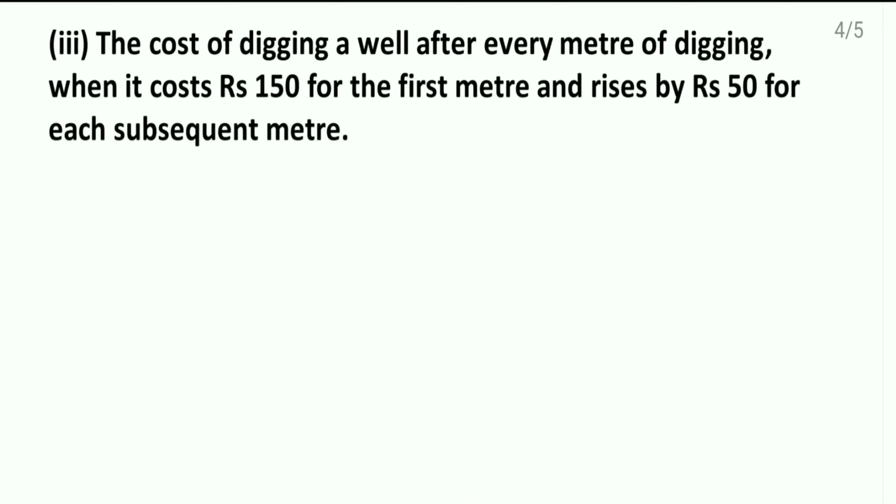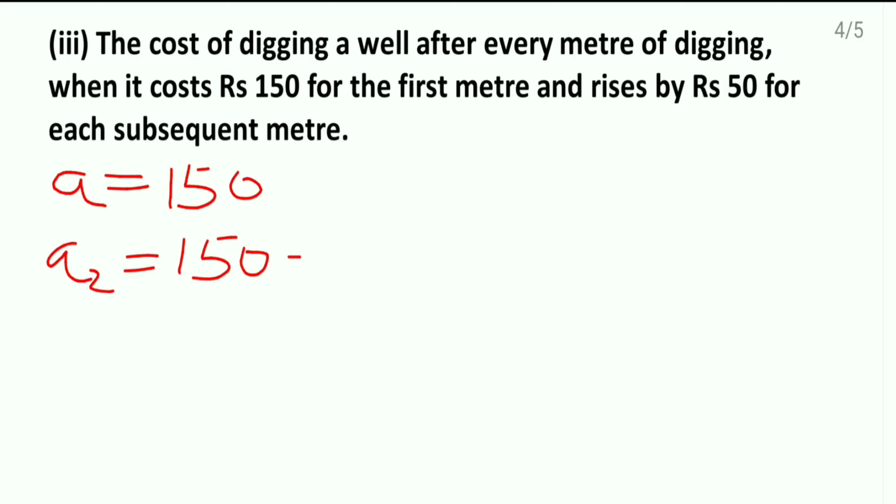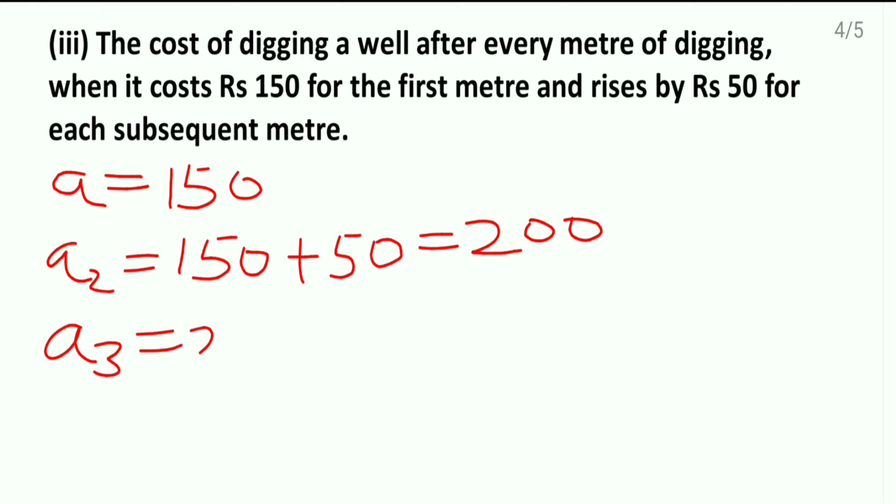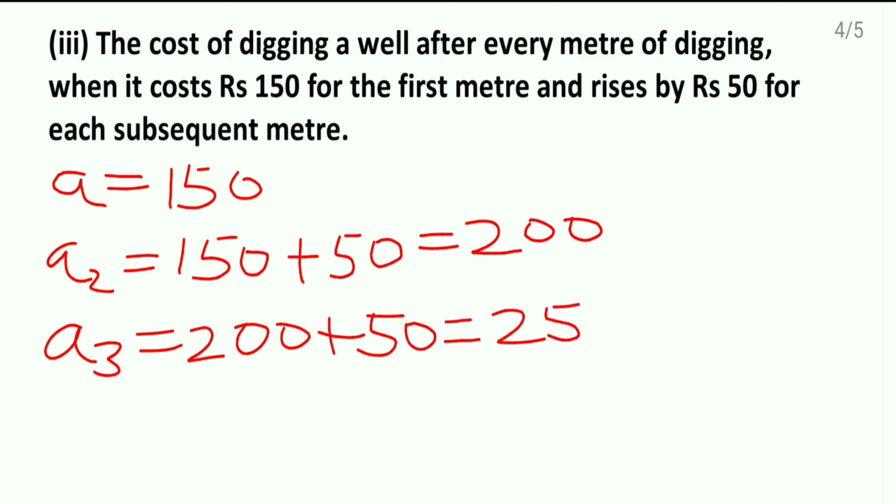Okay. Come to the third one. The cost of digging a well after every meter of digging, when it costs rupees 150 for the first meter and rises by rupees 50 for each subsequent meter. So they said digging of the well for the first meter, the cost is rupees 150. For 2 meters, the cost will become 150 for the first meter plus 50 for the second meter, which comes as 200. For 3 meters, the cost will become 200 plus 50, which comes as 250.